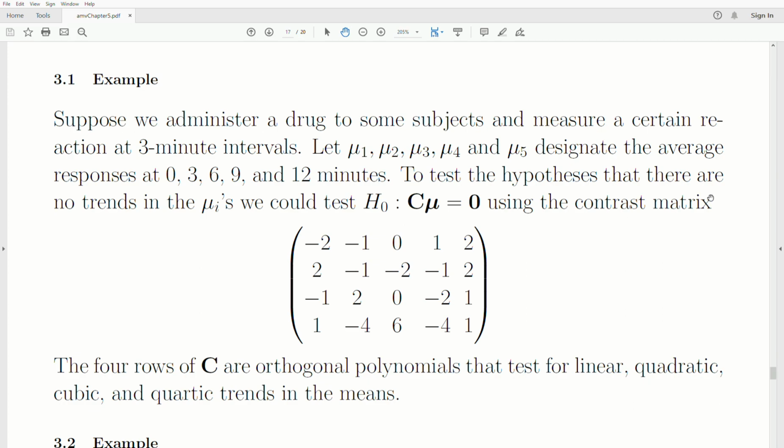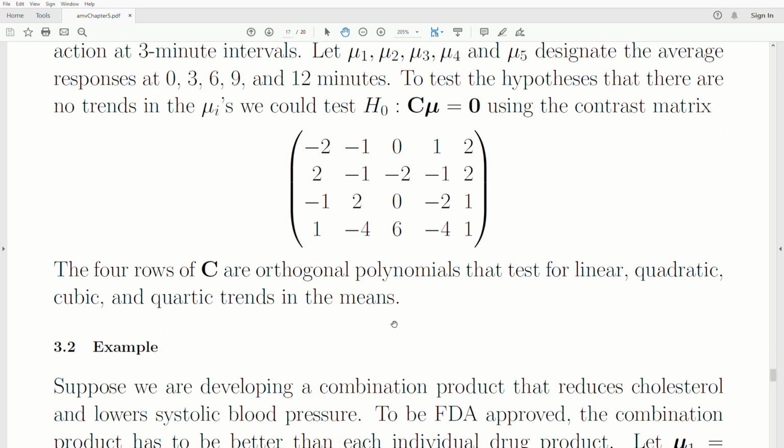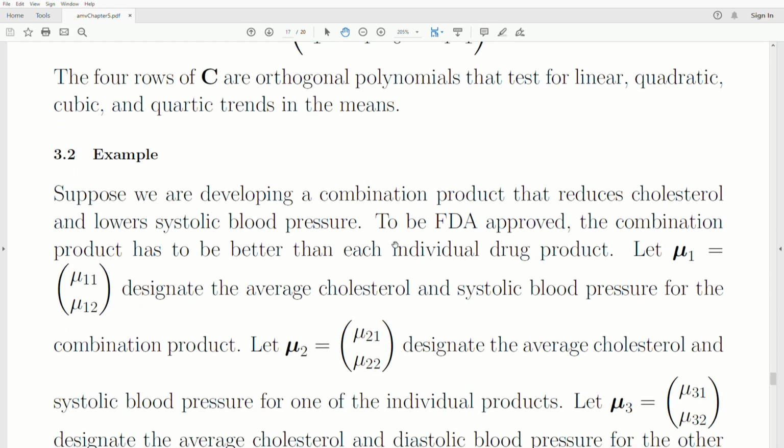And so to test the hypothesis that there are no trends in the data, we could test this using this contrast matrix. Now notice that each row adds to 0. 1 minus 4, 6 minus 4, 1. Boom, it adds to 0. But this is specifically chosen. It's called an orthogonal polynomial contrast matrix. And it tests for linear relationships, quadratic, cubic, quartic trends, etc. And the R illustration will give this much more detail. This is just letting you know, hey, what's out there. We can test something like that.